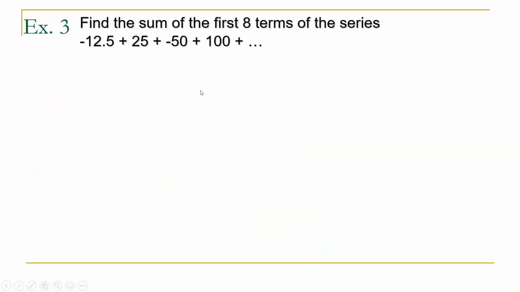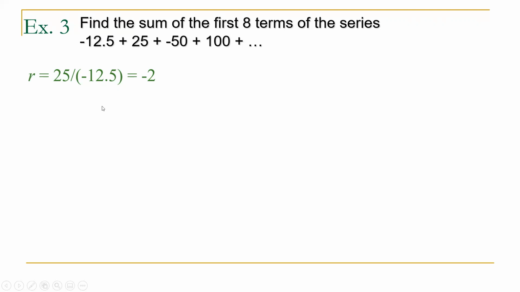Next example. Find the sum of the first 8 terms of the series negative 12.5 plus 25 plus negative 50 plus 100. Okay, if you can, kung maitatanong nyo bakit naging plus instead of comma, kasi nga i-add natin lahat ng terms dito sa geometric series. Okay, kaya ginawa na nating plus. So, find first the common ratio by dividing the second term sa first term. So we have 25 divided by negative 12.5, that is equal to negative 2.